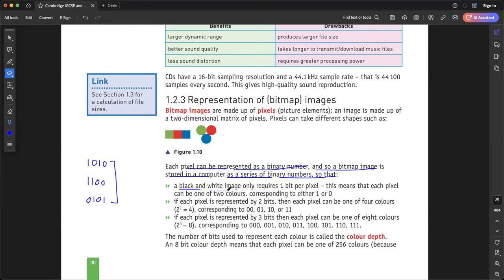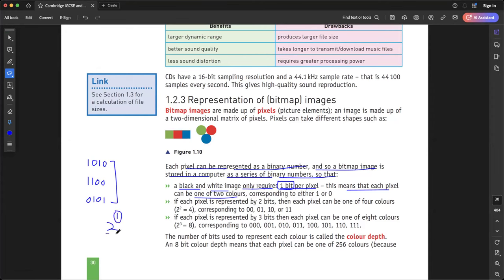A black and white image only requires 1 bit per pixel. Do you know about black and white images? Yeah, like old pictures that are not colored and are in black and white. If the picture is black and white, how many bits per pixel does it use? 1 bit per pixel. This means each pixel can be of 2 colors. So we write 2 here, and 2 power 1, where 1 means 1 bit.